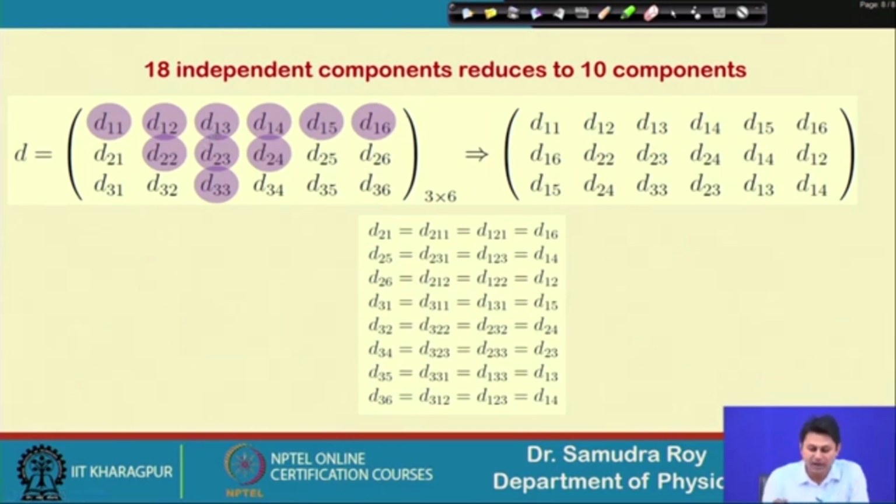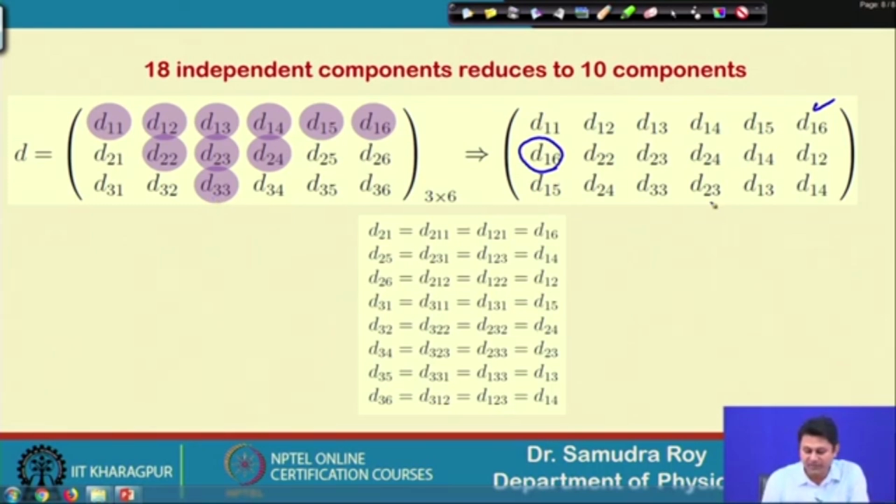So, then we find a new form of the D matrix, and here we can see that D11, D12, D13, D14, D15, D16 are the independent coefficients, but D21 can be represented in terms of D16. Then D22, D23, D24 are independent, as shown here by shaded terms. All these shaded terms are independent terms, and how many shaded terms are there? 1, 2, 3, 4, 5, 6, 7, 8, 9, 10. So, 10 independent components are here.